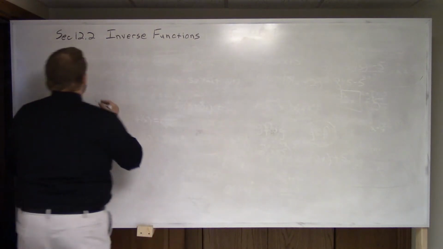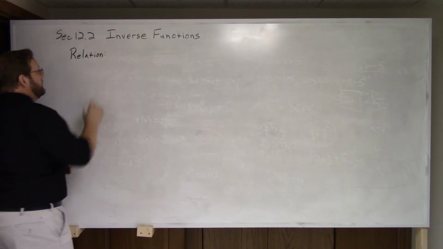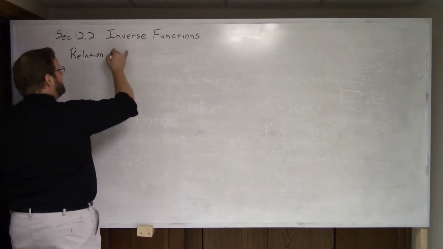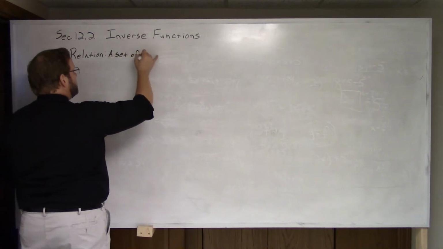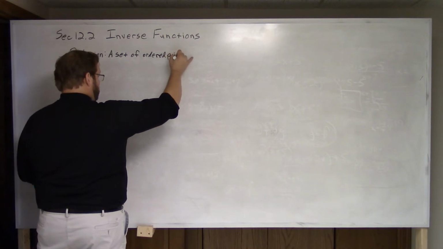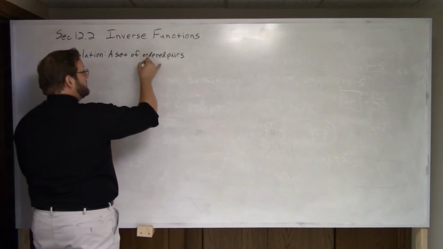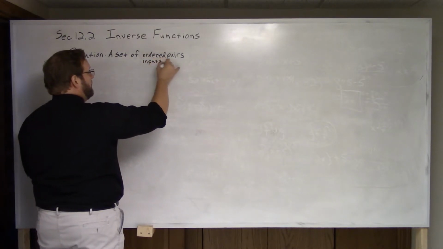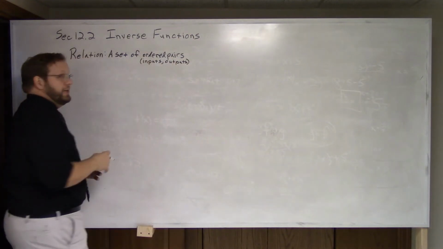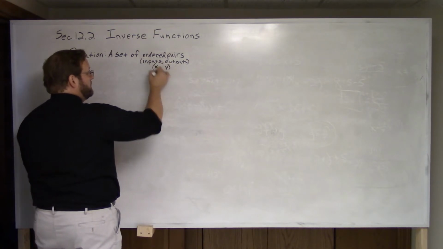So first of all, we need to define that word relation. Now again, I like to keep it very, very simple. A relation is simply a set of ordered pairs. Now, those ordered pairs we are going to be thinking of as inputs and outputs. Okay, and those inputs and outputs typically are thought of as x and y coordinates.